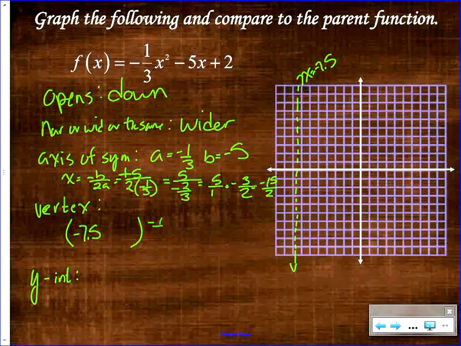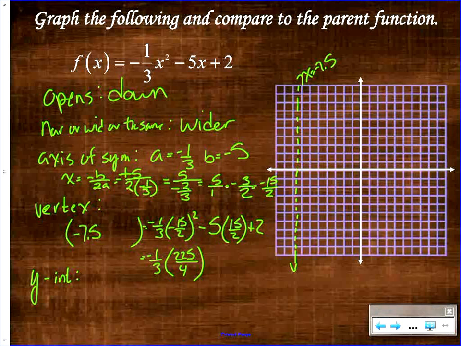I'm going to get really ugly math here for a second. Negative 1/3 times, I want to go back to fraction for this, 15 halves squared. Woo! That's going to be ugly. Minus 5 times 15 halves plus 2. Negative 1/3 times 225 fourths. X squared is going to be wherever our vertex is, our axis of symmetry. And the vertex is always on the axis of symmetry. Because x, right?